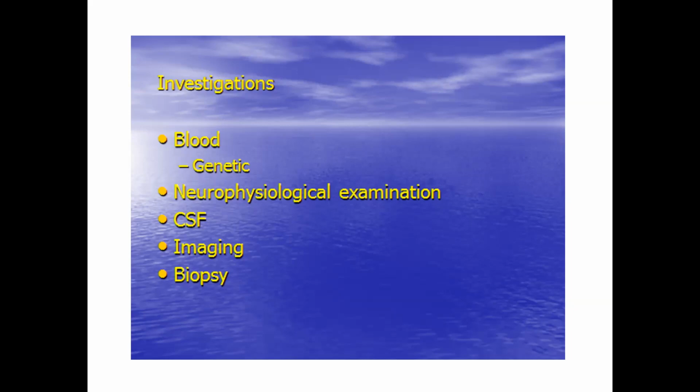When someone has palpitation, what do you do? You look at the sugar and whether there is diabetic autonomic neuropathy, and you look at the blood for thyroid function test for palpitation or anemia, and you do ECG. And neurophysiological examination is an electrical test like an EEG, electroencephalography, or nerve conduction study.